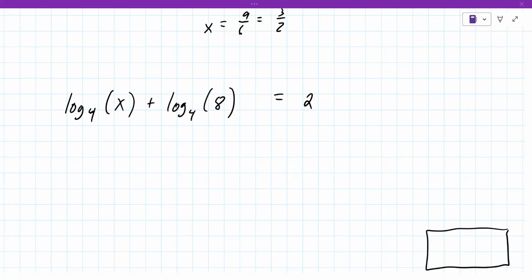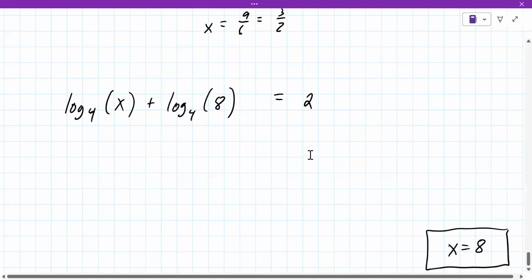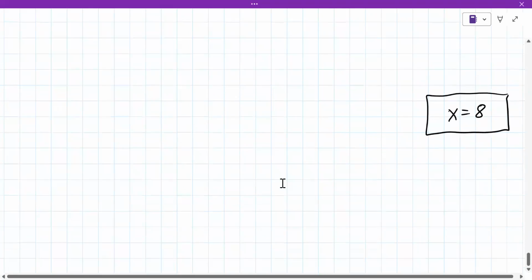I got x equals 8. X equals 8. Good. Now it's also possible that we can use some other properties, like the quotient rule. So let's say it's log base 5 of x minus log base 5 of 3 equals 1.